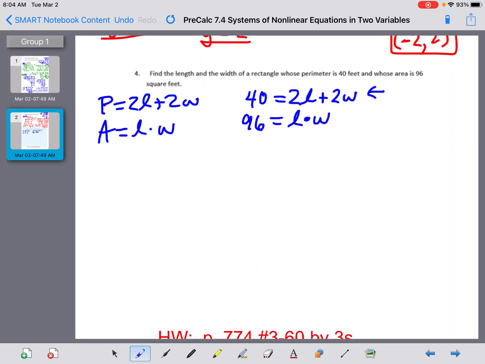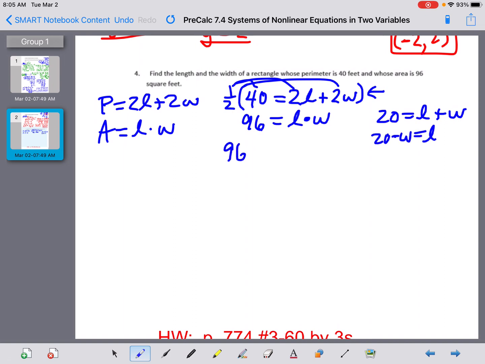So the first thing I'm going to do, just kind of because I can, right? I'm going to multiply this whole equation by half. That'll give me 20 equals L plus W, right, when I distribute that to everything. Remember, you're allowed to multiply by anything you want as long as the whole equation gets multiplied by it. So now I'm going to say L is going to be 20 minus W. Okay. So 96 equals, instead of L, I'm going to do 20 minus W times W.